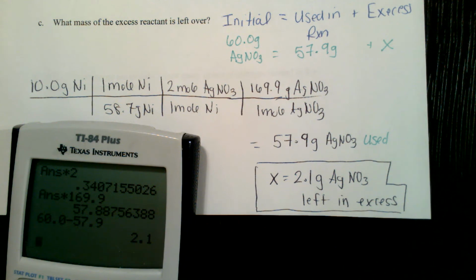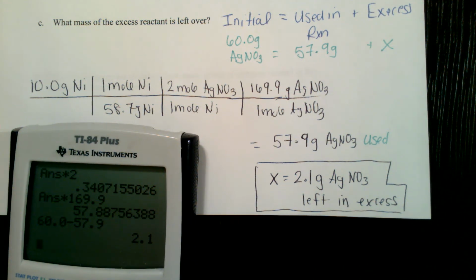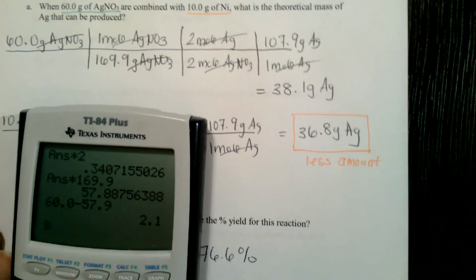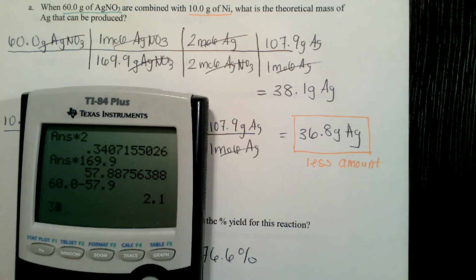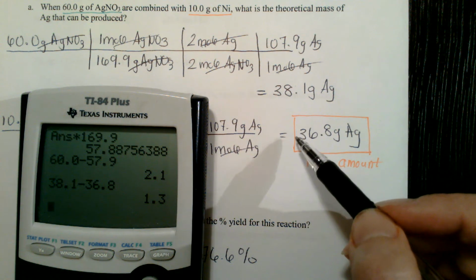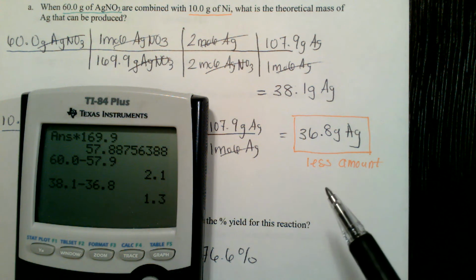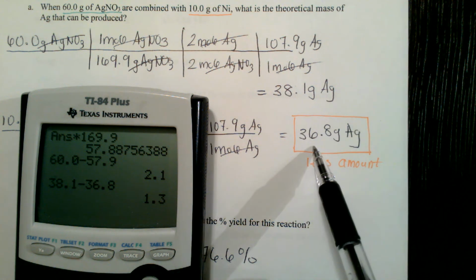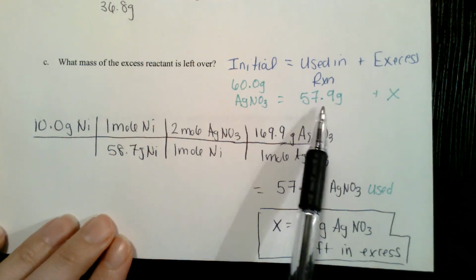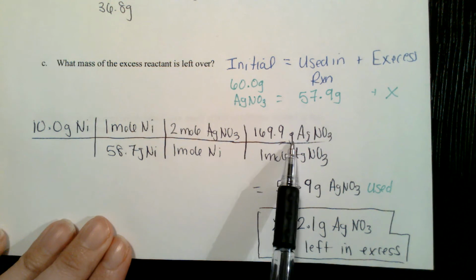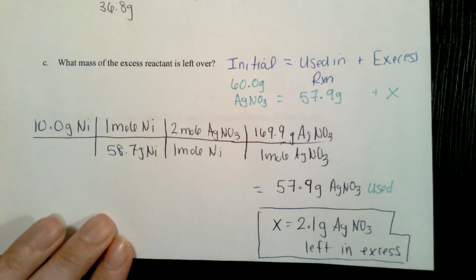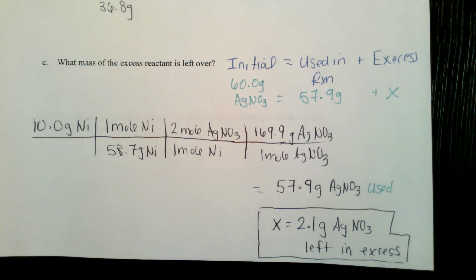Okay, so again, I want to note from above, it's not just the difference between these two. We have the 38.1, subtract the 36.8. See, not the difference of those two there. Okay, so what's left in excess, you actually do have to solve with stoichiometry. You can't just subtract these. That's not what it is. Again, we can figure out what was used in the reaction just by using stoichiometry. So now this is what's left over after the reaction happens.